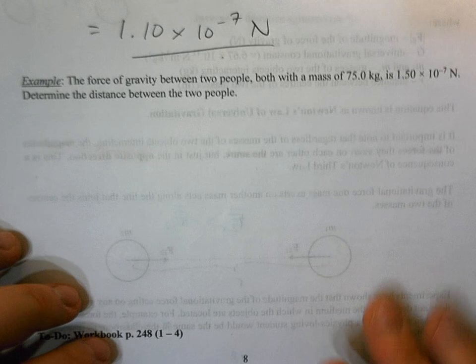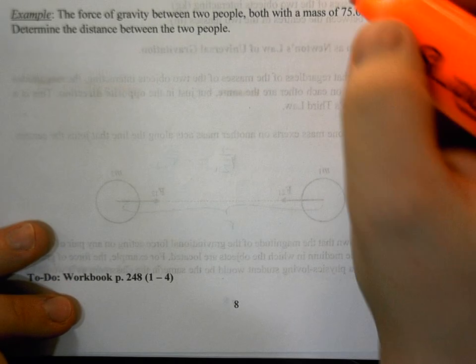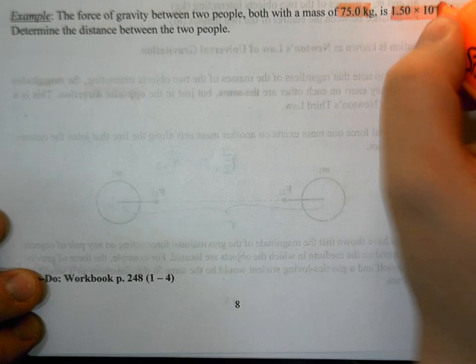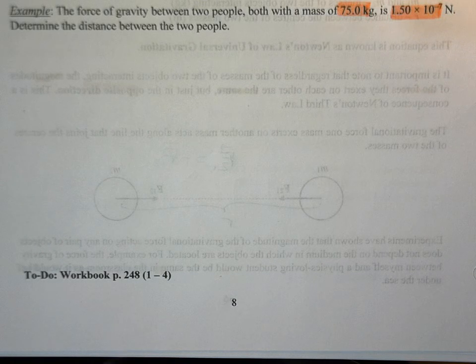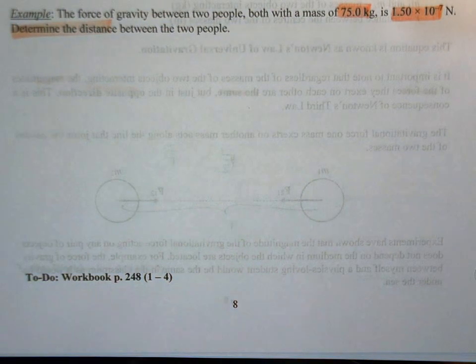Now, last one, because we always like to have a little bit of rearrangement, because it's always fun. So let's look at the force of gravity between two people. They both have a mass of 75 kilos, and the magnitude of the force of gravity between them is 1.50 times 10 to the minus 7 newtons. So we're going to determine the distance between the two of these people.